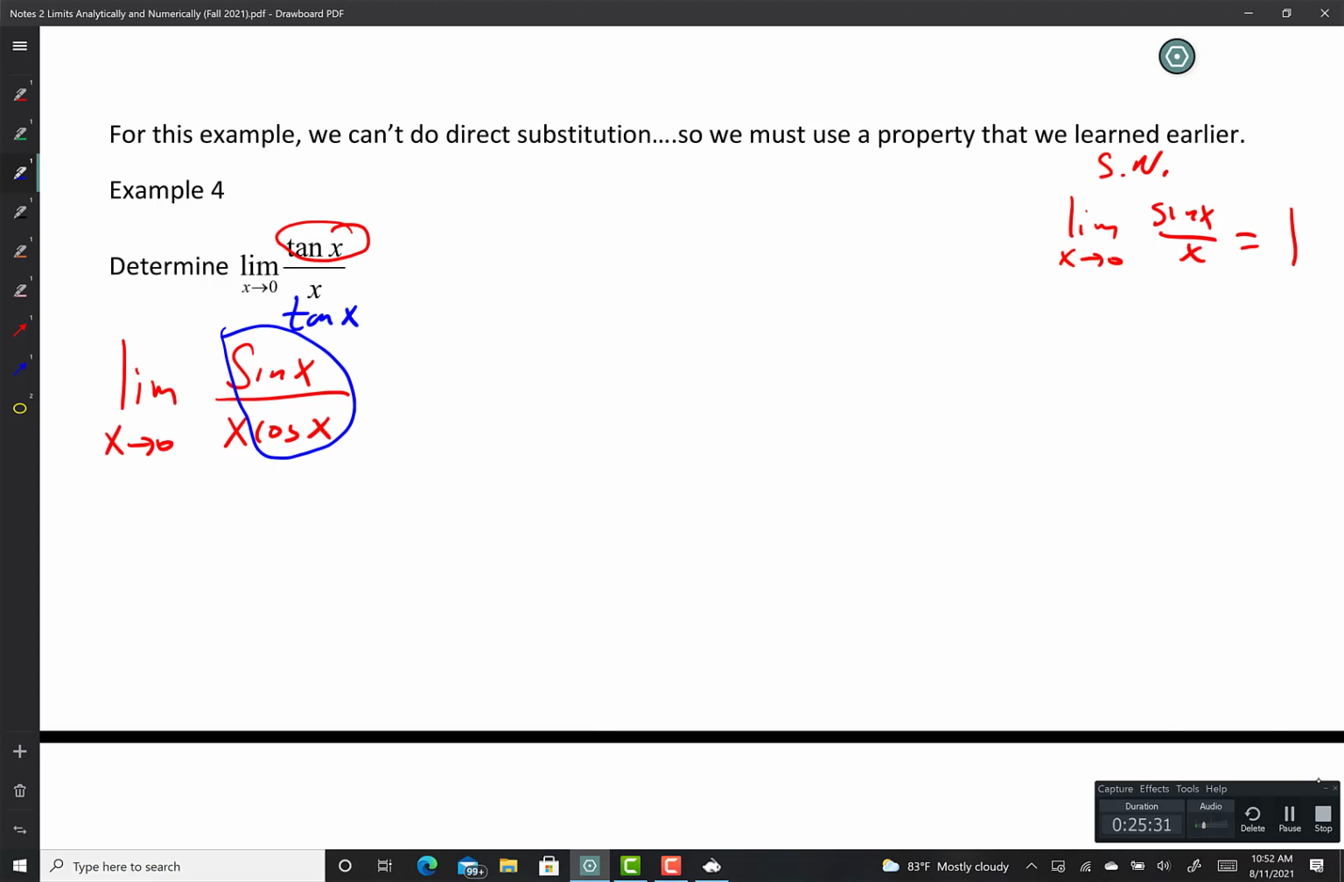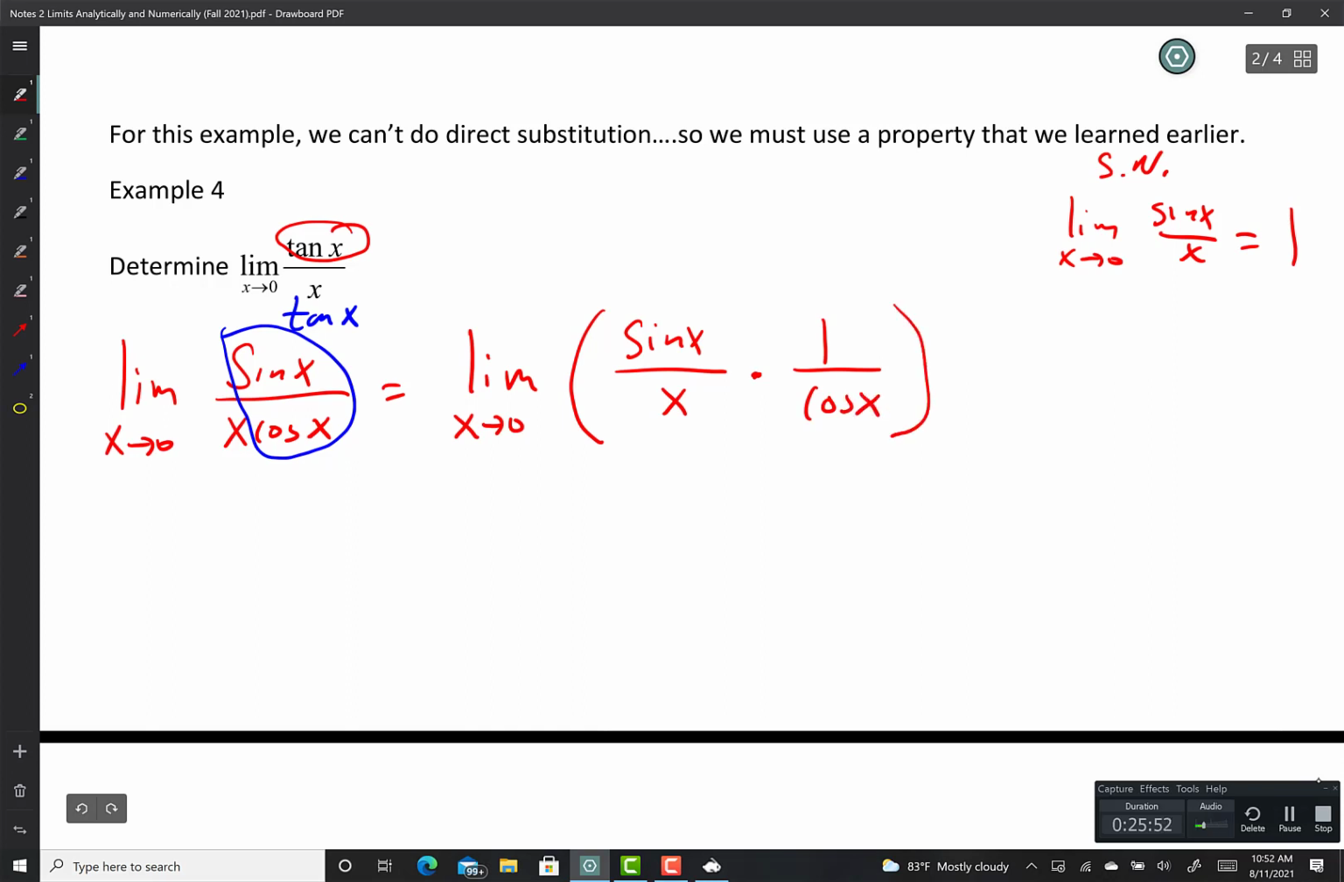Okay. So now I'm going to expand it. I can write the word limit. I haven't evaluated it yet, so if you haven't evaluated, keep with the word limit. X approaches 0, and I'm going to write a giant parenthesis. I'm going to write sine x over x times 1 over cosine x. Have I confused anyone? Is what I have in parentheses the same thing as sine x over x cosine x? Perfect. I already know what the limit of sine x over x as x approaches 0 is.